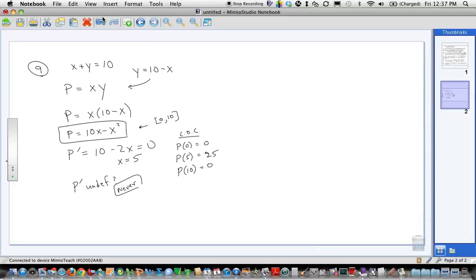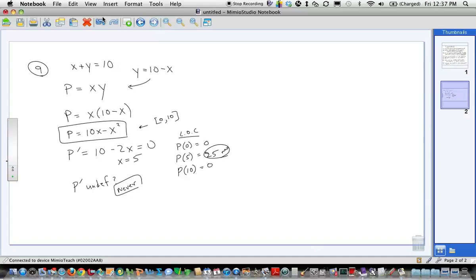Then, this is that step where my list of candidates is my justification. So I answer the question that's asked. It said, what's the largest the product could be? Well, that's it right there, 25. It doesn't hurt. It's probably a good idea.